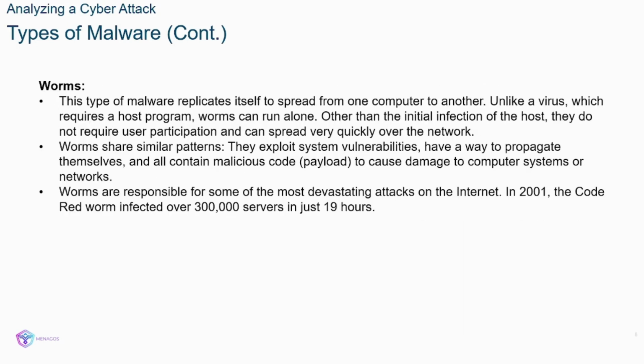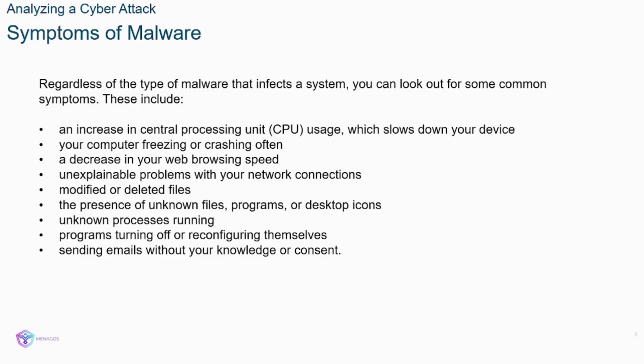Worms spread even faster. They don't need a host program and can multiply across networks in minutes. One famous worm, Code Red, infected over 300,000 servers in less than a day. That shows just how quickly things can spiral out of control. So, how do you know if you're infected? Watch for signs like your computer slowing down, freezing, losing internet speed, or files disappearing. If random icons appear or your system behaves strangely, those are red flags.